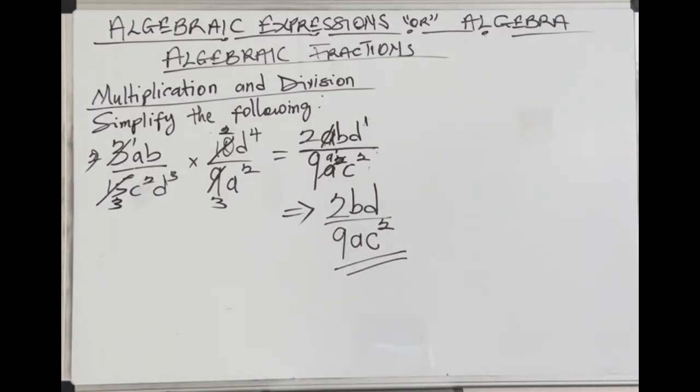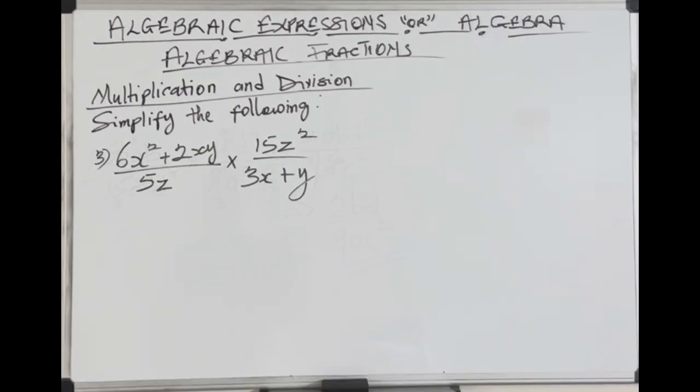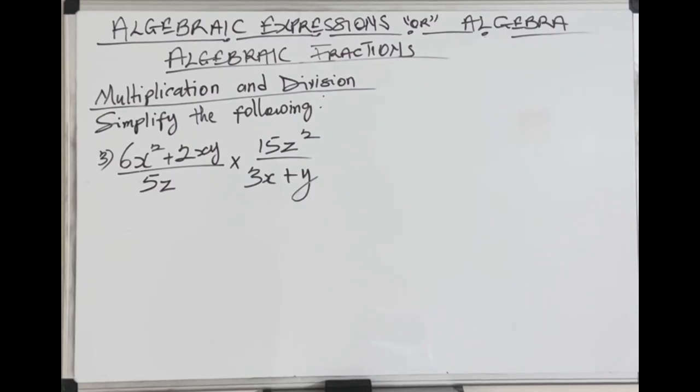Simple. So if you go over the video and still you don't understand it, please comment. I'll go over only this question, explain it again, and then upload it for only you. Okay? But this is the final answer: 2BD over 9AC squared.